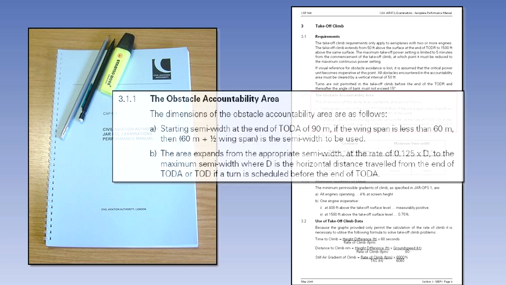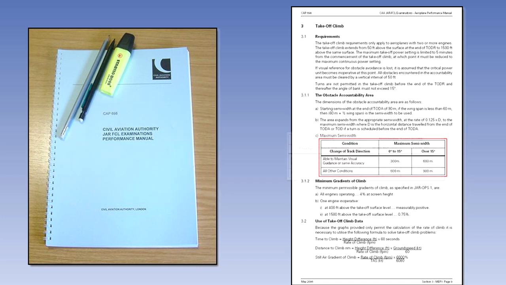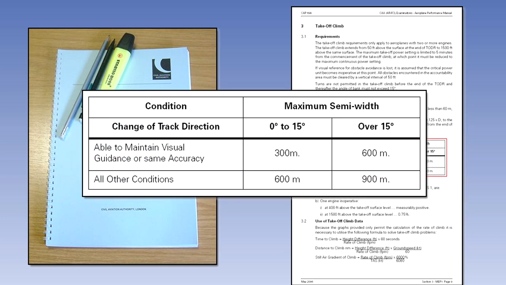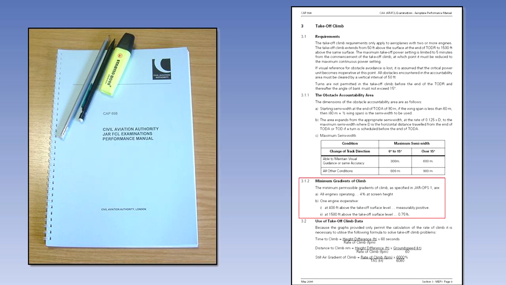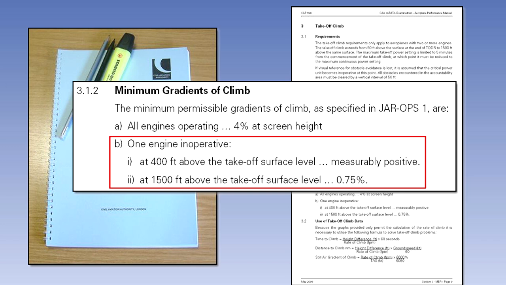Paragraph 3.1.1 gives the formula for calculating the horizontal clearance that must be maintained if the aeroplane is unable to clear the obstacle by 50 feet vertically. However, only those obstacles within a certain lateral distance from the aeroplane, as shown by the table, need to be cleared horizontally by the distances calculated from the formula. Lastly, in paragraph 3.2, we find the climb gradient requirements for all engines operating, and for one engine inoperative.